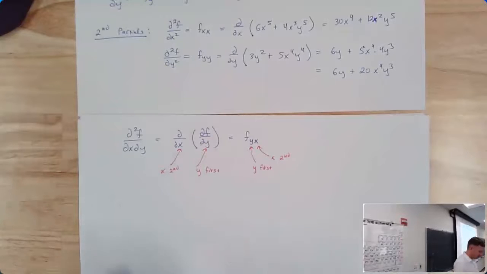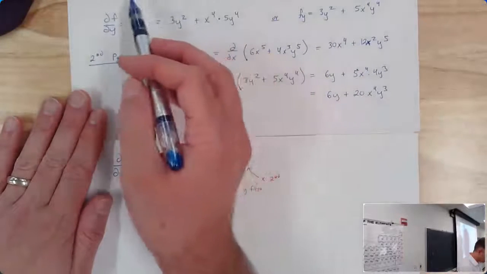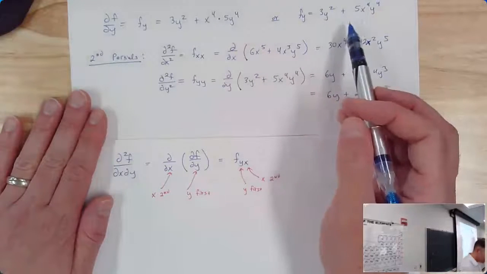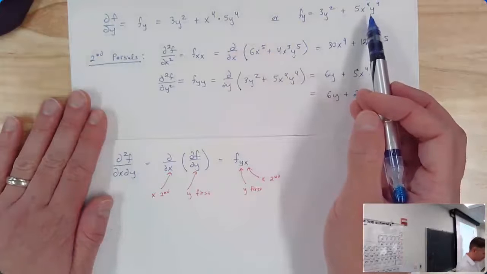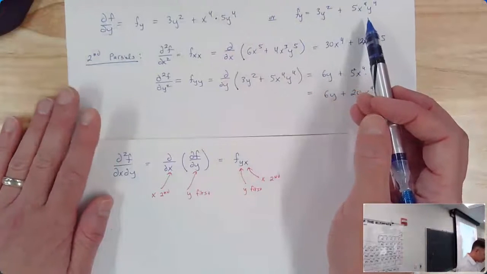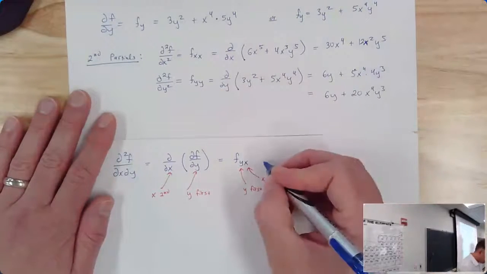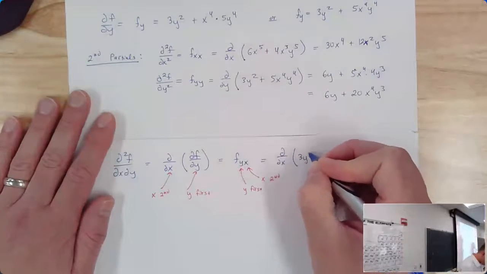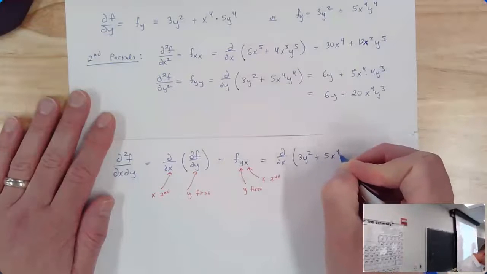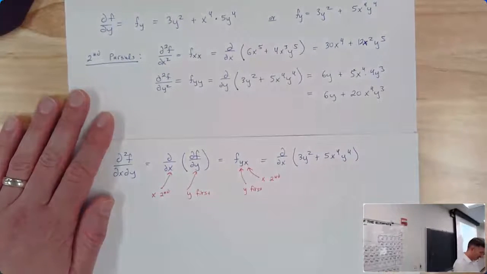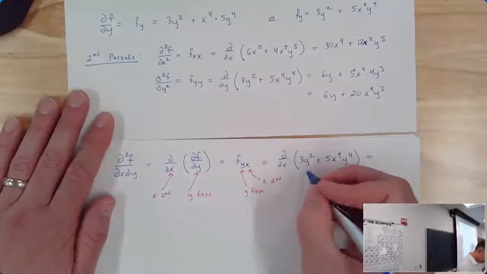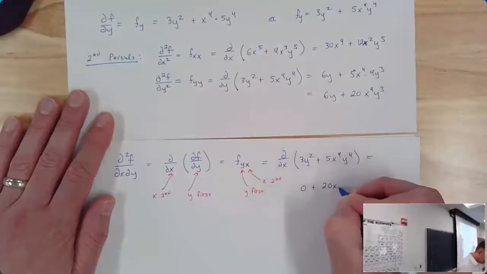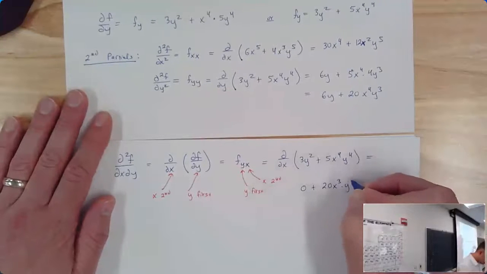So if I'm doing y first, I'm just going to look for the partial with respect to y, which is right there, 3y squared plus 5x to the fourth y to the fourth, and I'm going to differentiate that with respect to x. So the derivative of 3y squared, in fact, let me write it down. I'm going to do del x of 3y squared plus 5x to the fourth y to the fourth. So now I'm treating y like a constant, and the derivative of the first term is 0, and the derivative of 5x to the fourth is 20x cubed multiplied by the constant y to the fourth.